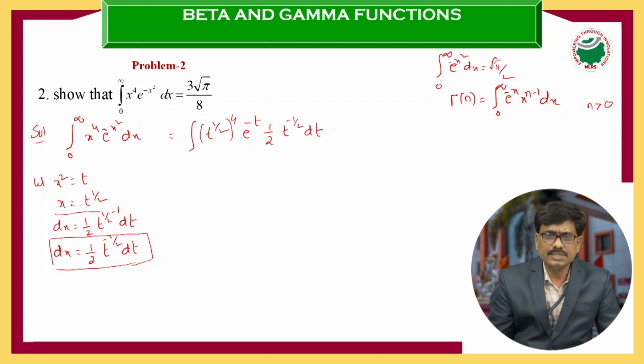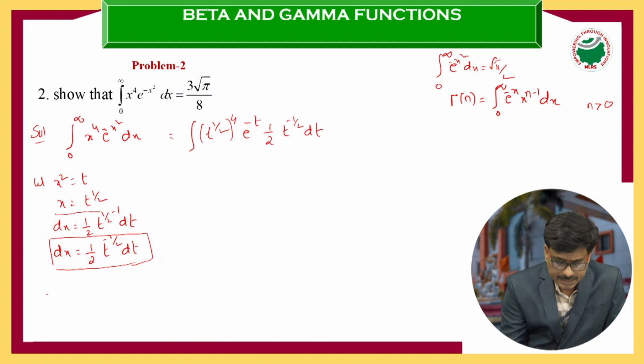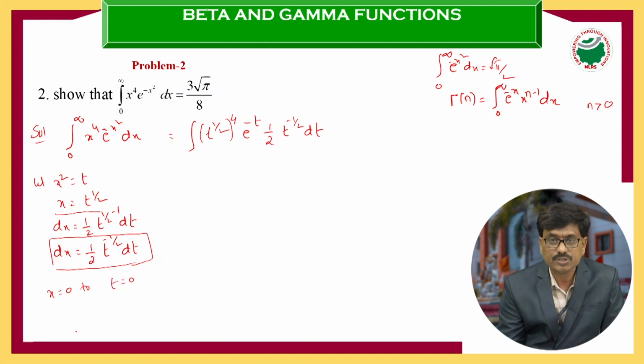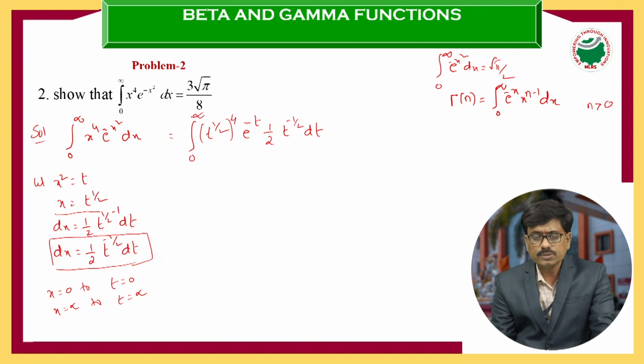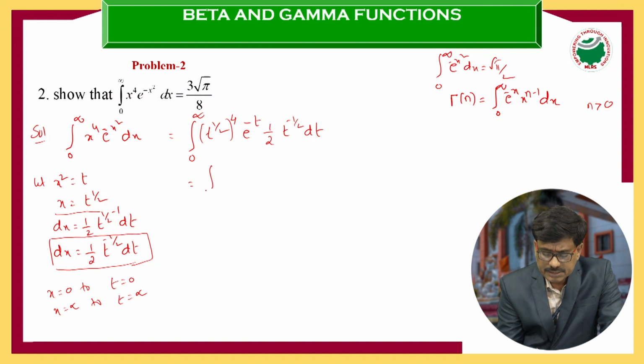Let us come to the limits of this function. If I take x equal to 0, we need to convert to t limits. If I substitute x equal to 0, what is the t value? The t value becomes 0. Similarly, x equal to infinity, then t also becomes infinity. Therefore, this integral varies from 0 to infinity. Let me simplify this integral value. Integral 0 to infinity t square into e power minus t into 1 by 2 t power minus 1 by 2 into dt.